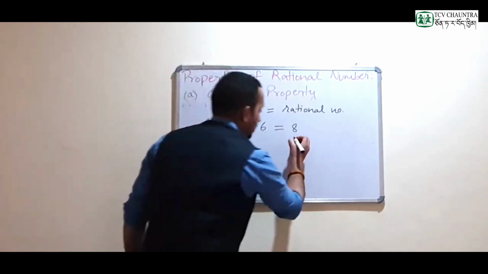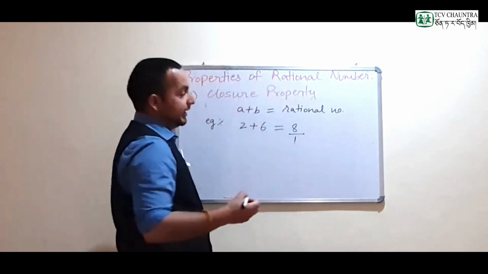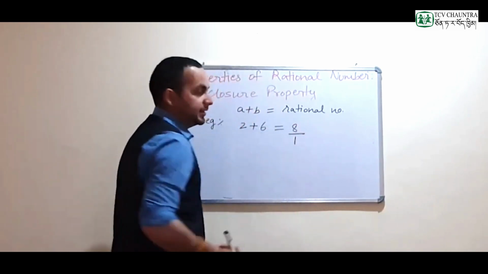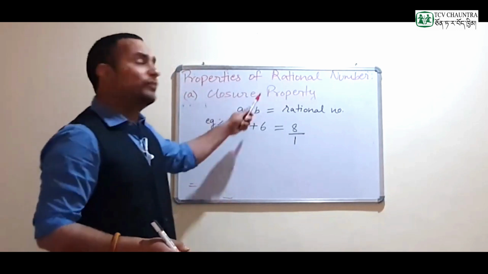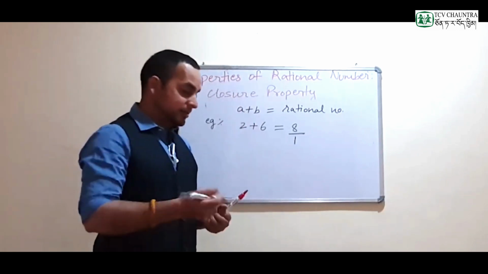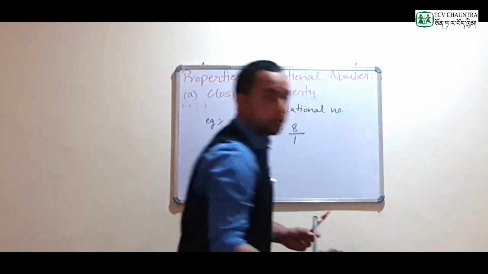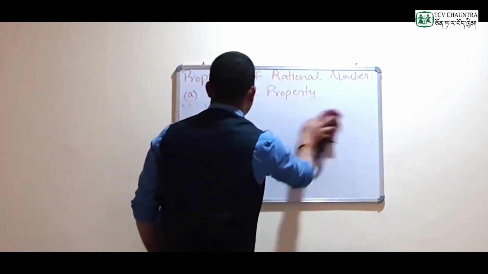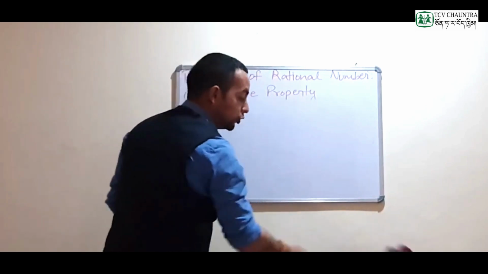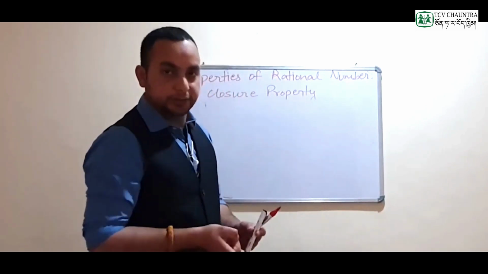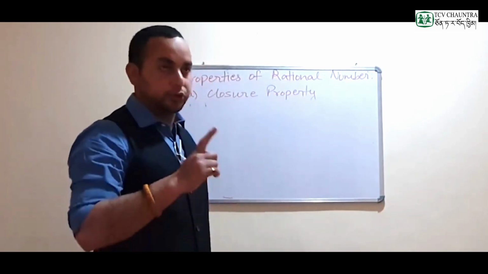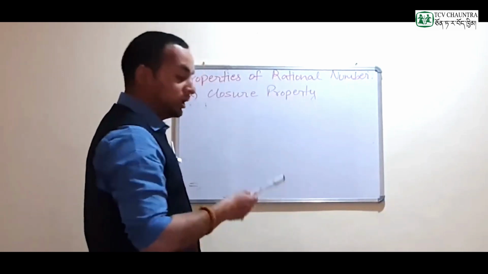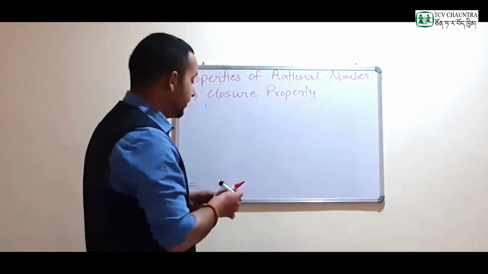How? By taking 1 in the denominator, so 8 is a rational number. That we learned in class 7. Now we are going to learn in class 8. We are going to check whether the closure property is applicable for addition, subtraction, multiplication or division. So let's see, we will check one by one.